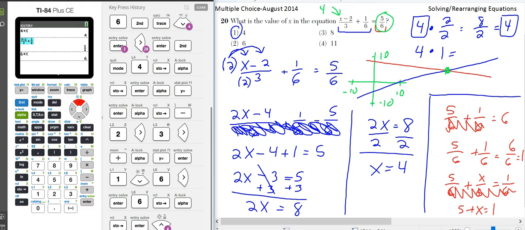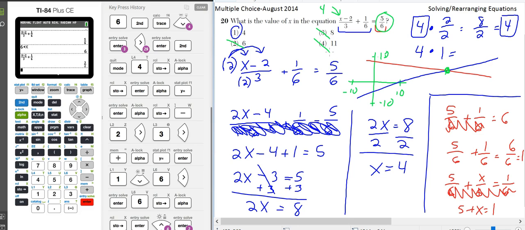So here we could copy our equation down, but now we change what x is. Before we stored x equal to 4. Now we stored x equal to 6. So when we evaluate it, we're going to get something different. Let's press enter. We get 3 over 2. 3 over 2 is not equal to 5 over 6, so choice 2 is not the answer, and if you would try choices 3 and 4 also, they would not work.